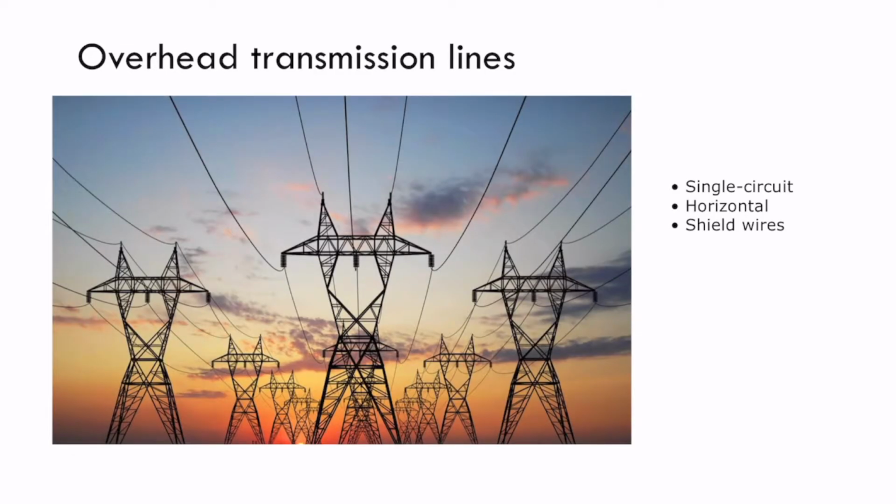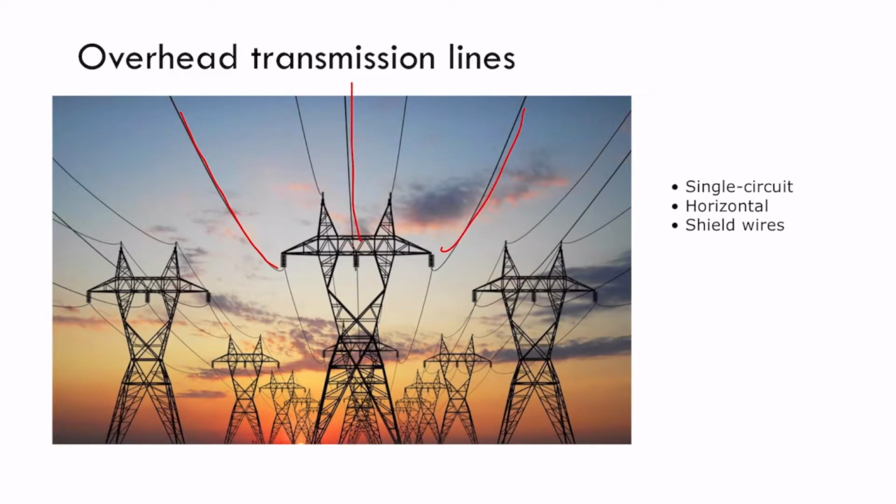Hello. You have seen this type of tower, and you can see there they are hanging some cables. In this corridor there are three lines, and each line has a single circuit. You see here one line, two lines, and three lines. So these are the three phases.